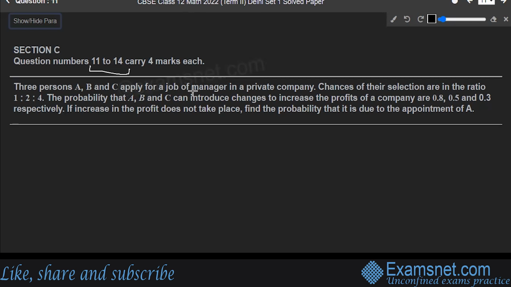So now we have a probability problem before us. It says 3 persons A, B, C apply for a job of manager in a private company. Chances of the selection are in the ratio 1 is to 2 is to 4. Probability that A, B, C can introduce changes to increase the profits of the company are this, this, and this respectively. If increase in the profit does not take place, then what is the probability that it is due to the appointment of A? Okay. First of all, in the question, let's say E be the event that the change does not take place. Okay.